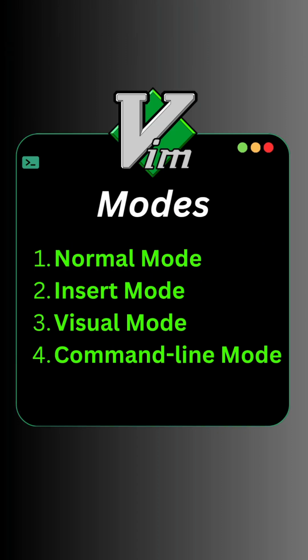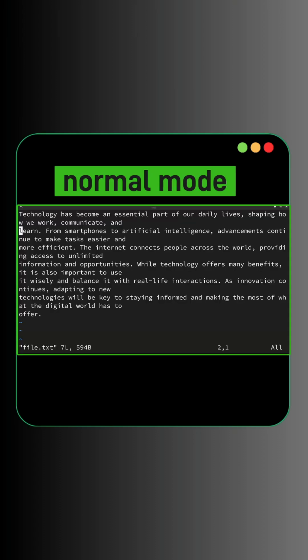Vim works in different modes. After launch, we are in normal mode. We can navigate and execute commands in this mode. From normal mode, we can change to any other mode. We press I for insert mode. In this mode, we can insert text.